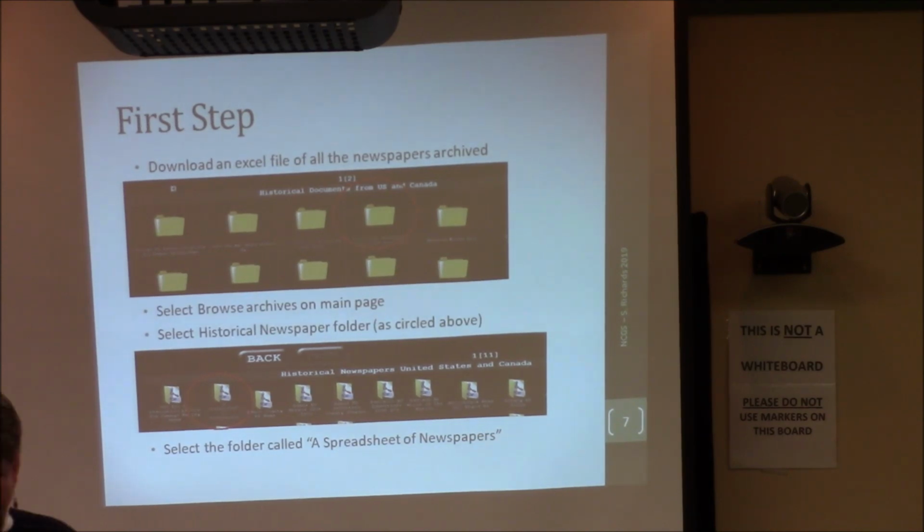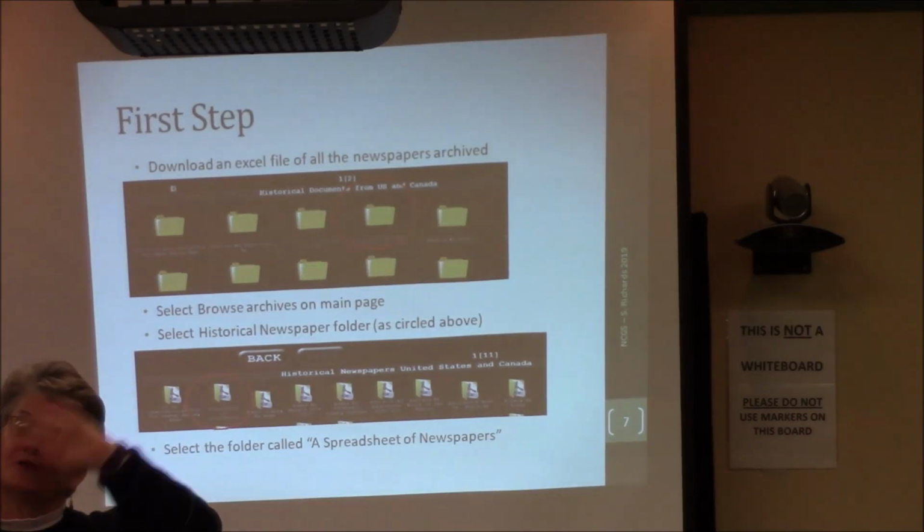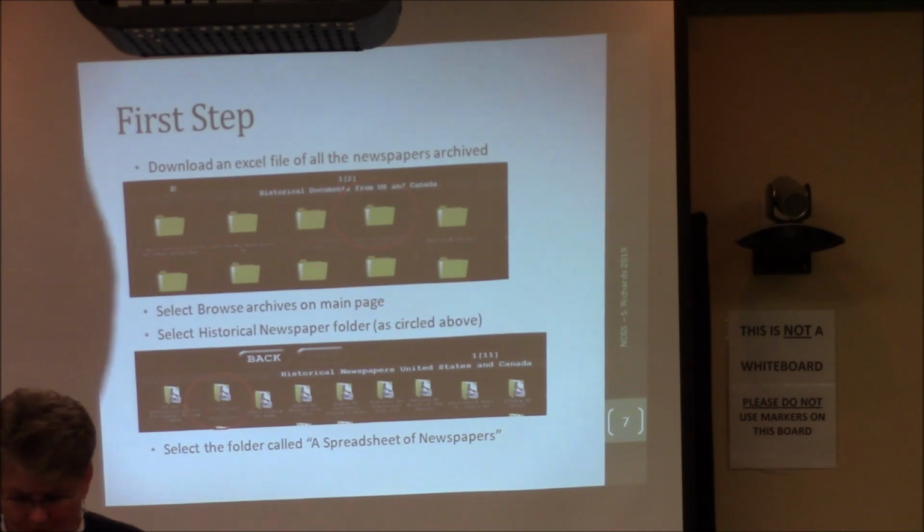So you want to select Browse on the first page. You go in there, and then you're going to select the historical newspaper folder, which is right here. And I do believe it's 4 from the end. And then once you click that, it's the second thing in from the left. Select the folder called Spreadsheet of Newspapers. You can click that, it'll open, and then you can save it to your machine. Okay? And take a look at what newspapers you can or cannot find. That's going to be important to remember for something I'm going to talk about later. So get to that next.